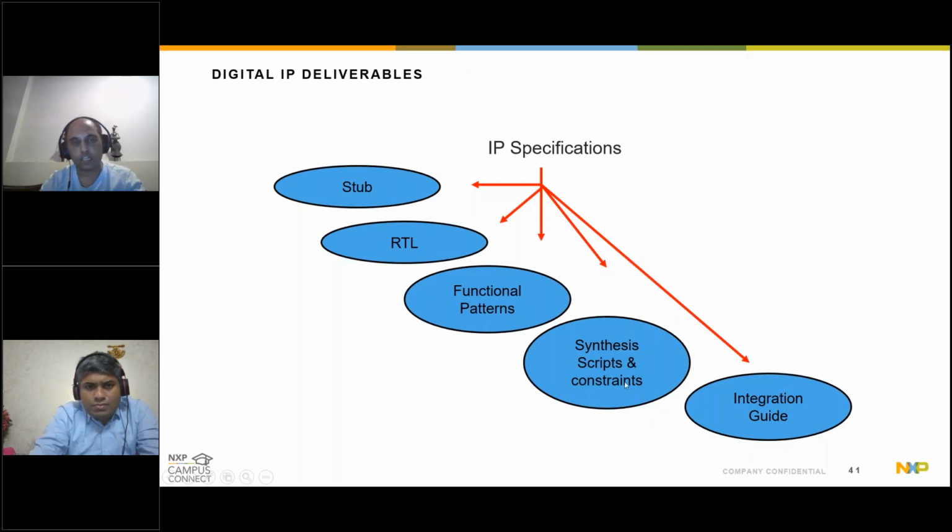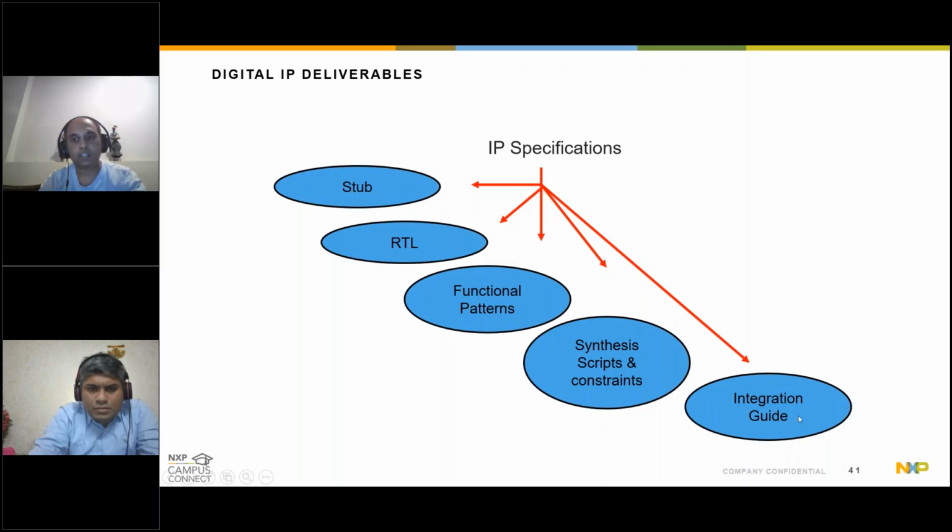Synthesis scripts and constraints. Ultimately, someone will need to translate this RTL into a gate level netlist, and to enable that there will be certain clocking definitions, constraints in terms of input delays and output delays, or certain timing exceptions, such as one of the signals may take 2 cycles to reach from source to destination. There are multiple clocks, and there may be no interaction between 2 clocks, so you need to define all those relationships in the form of constraints, which the synthesis engine will ultimately take as an input and give you a relevant gate level netlist.